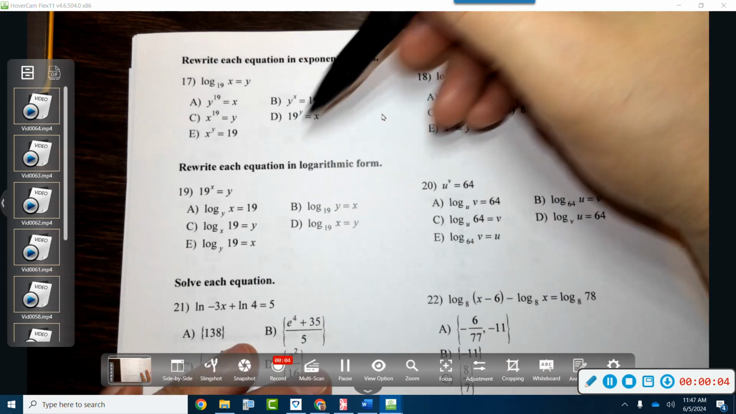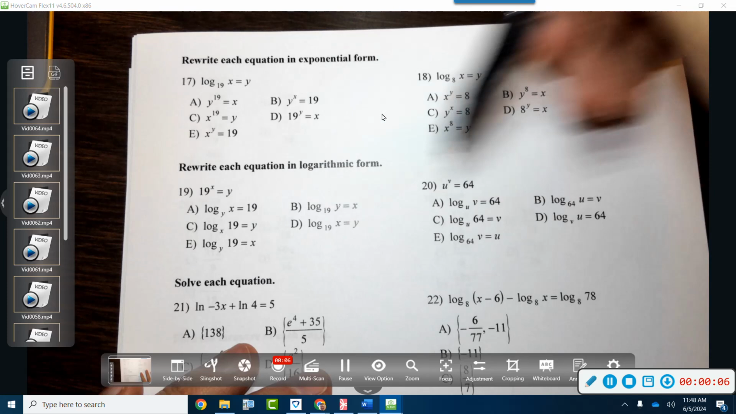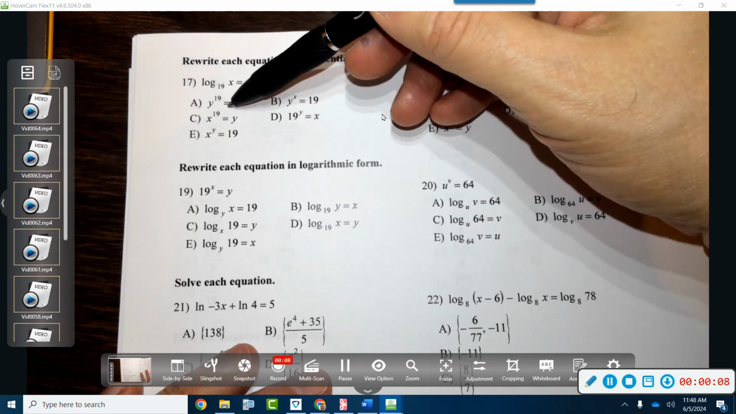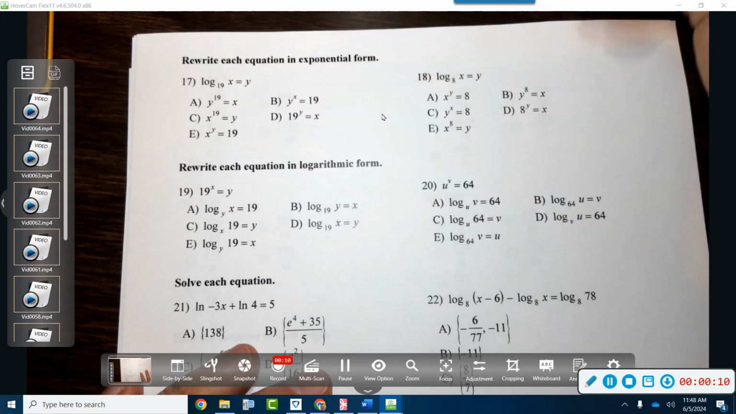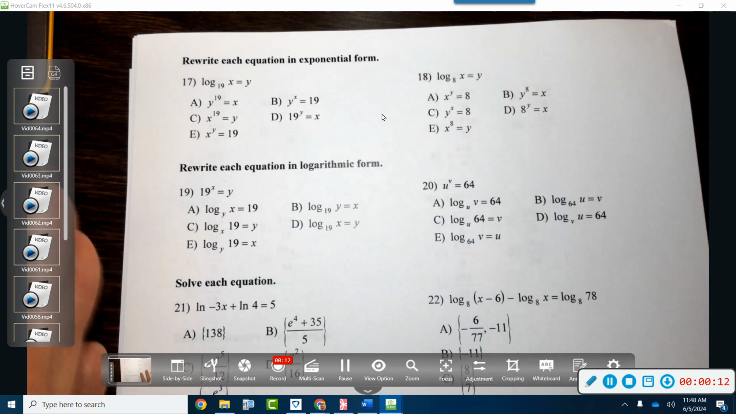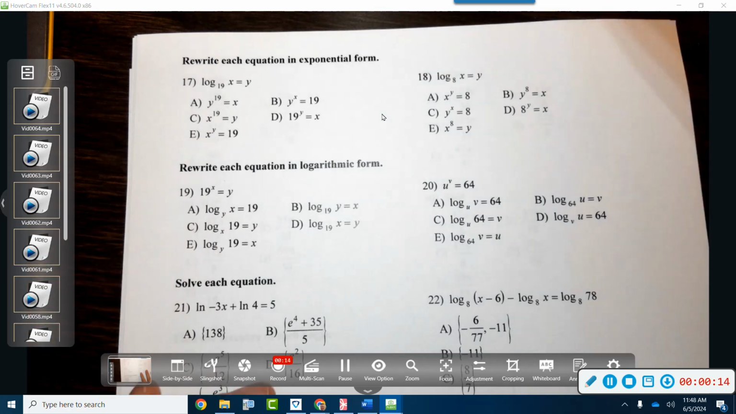All right, we're just reshaping these guys into one another. Logs are going to go to exponential form. Exponential form will go into logs. So this basically demonstrates that you know the process.